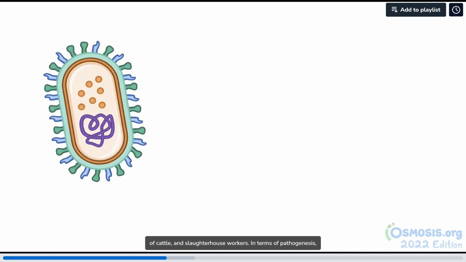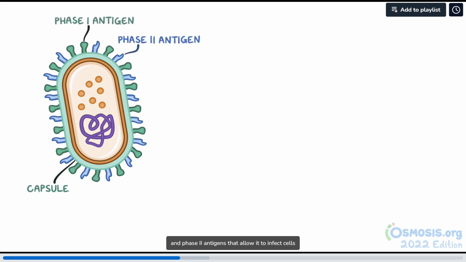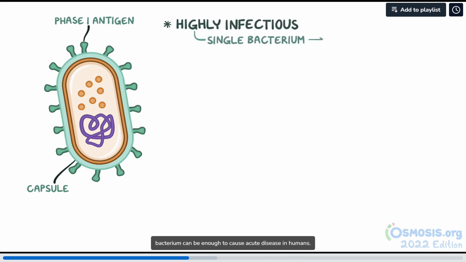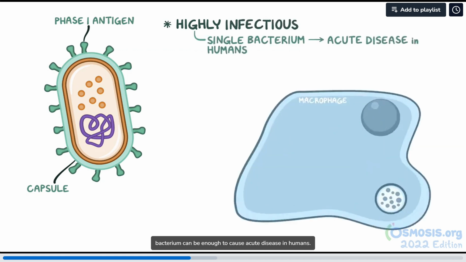In terms of pathogenesis, Coxiella burnetii is transmitted through aerosolized spores. However, the exact mechanism of disease is poorly understood. What is known is that C. burnetii has a capsule that expresses proteins called phase 1 and phase 2 antigens that allow it to infect cells and replicate. When C. burnetii expresses a protein called phase 1 antigen, it is highly infectious, and a single bacterium can be enough to cause acute disease in humans.